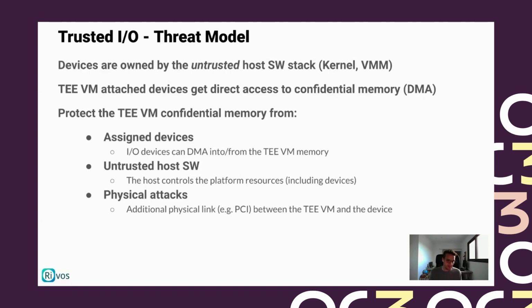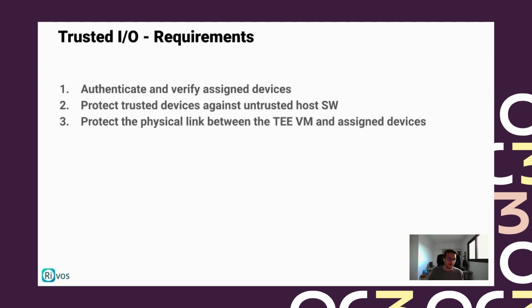And last but not least, by attaching a device into a trusted VM, a confidential VM, we add an additional physical link between the TVM and the device, and we need to protect that link from physical attacks. So really, the threat model that we're trying to address with trusted IO is basically protecting the TVM confidential memory from those three kinds of vectors and adversaries. So what are the requirements to do that? What should we do to implement that threat model?